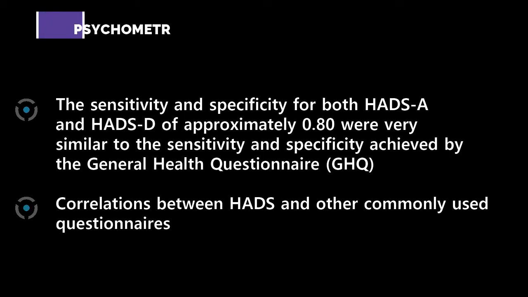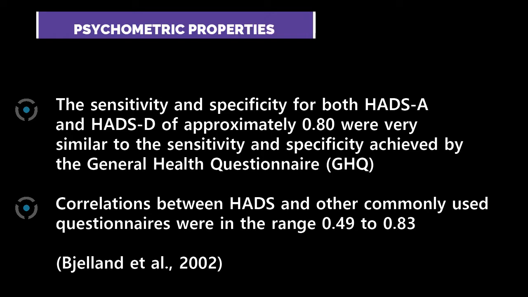The sensitivity and specificity for both HADS-A and HADS-D of approximately 0.80 were very similar to the sensitivity and specificity achieved by the General Health Questionnaire. Correlations between HADS and other commonly used questionnaires were in the range 0.49 to 0.83.